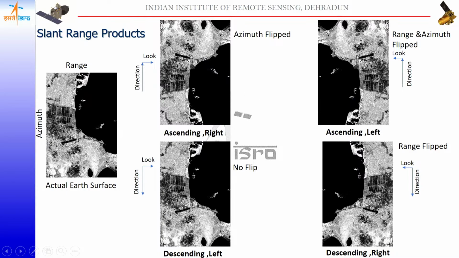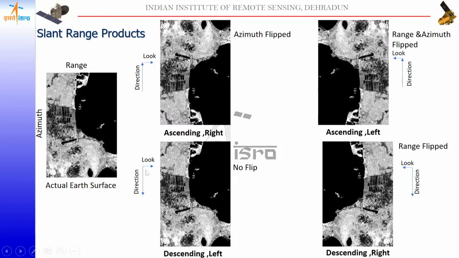And in the ascending left case, it is going from south to north and the look direction is left. Here this data will come first, and you can see the range is also flipped and the azimuth is also flipped. So both in the range and azimuth direction the data is flipped. The actual data is like this, but due to the acquisition geometry there is flipping either in the azimuth direction, in the range direction, or in both directions.